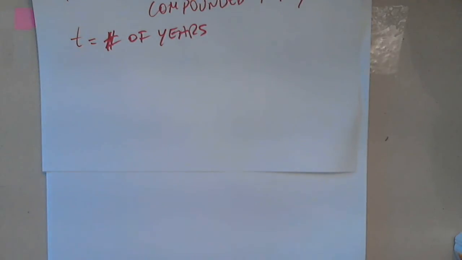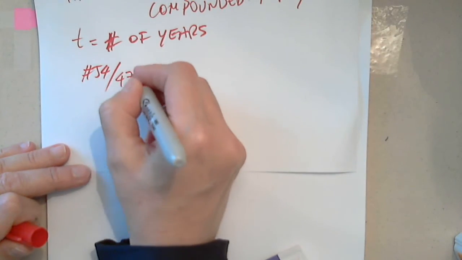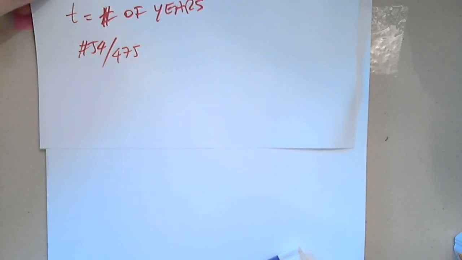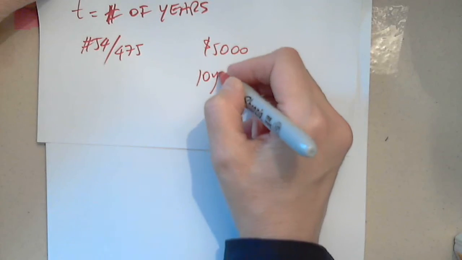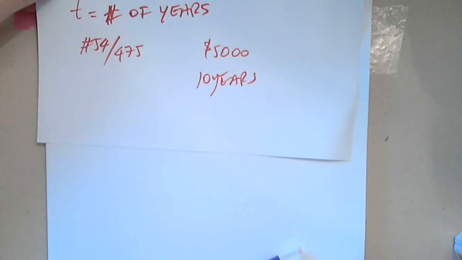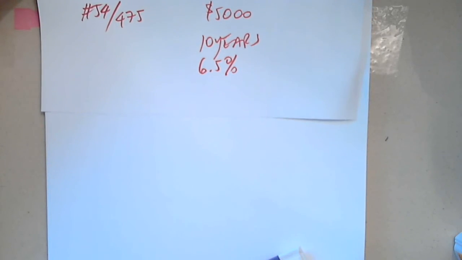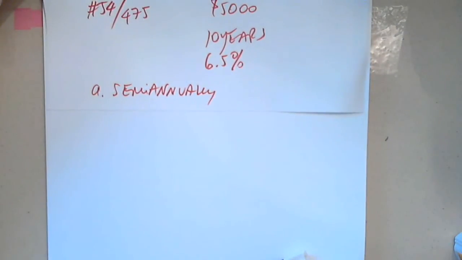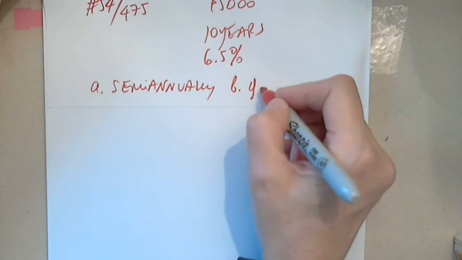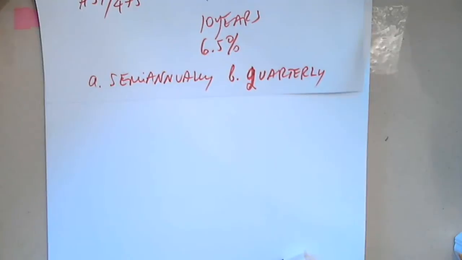So let's look at an example. Find the accumulated value of an investment of $5,000, number 54 on page 475, for 10 years at an interest rate of 6.5%, if the money is compounded semi-annually, quarterly, monthly, and continuously.